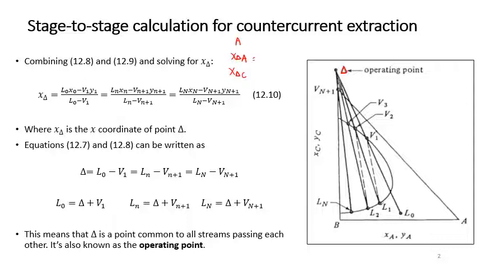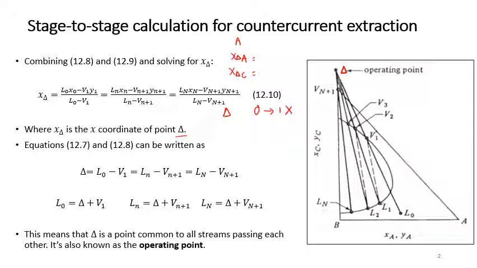So if you get the x delta A and the x delta C, you get the coordinate of the point delta. So the coordinate of the point delta is not confined to values between 0 and 1. No, it's not confined to that range. It can be negative, it can be more than 1, because it's just the location of your operating point.